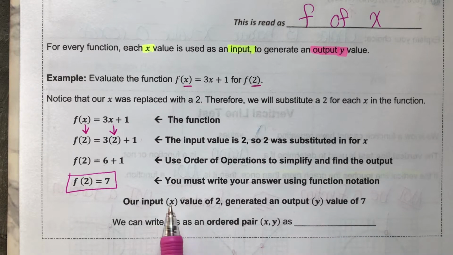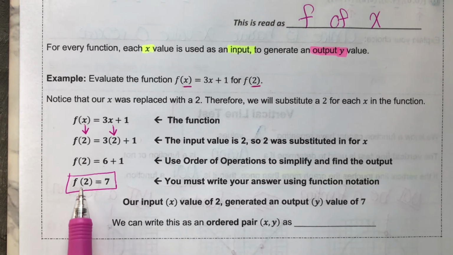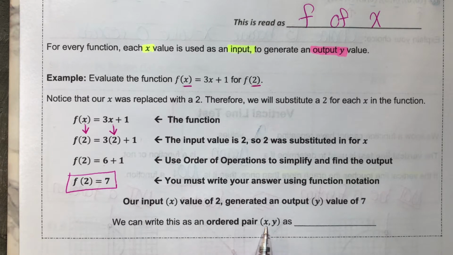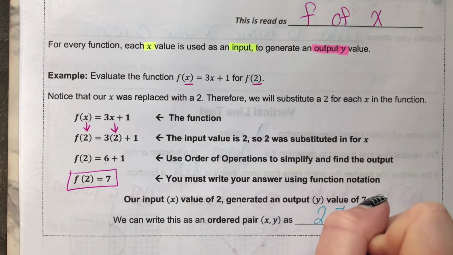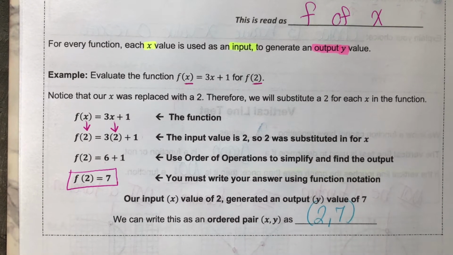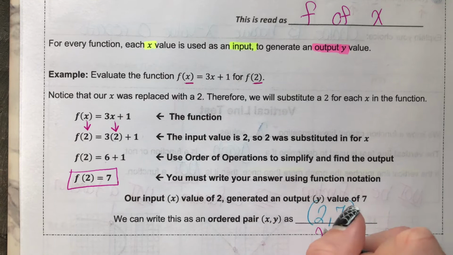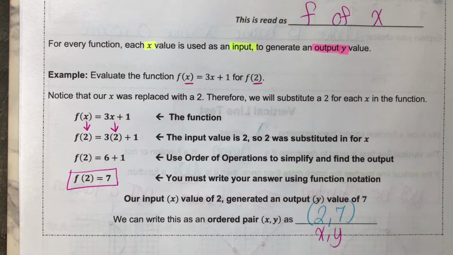So since I know x and y are a coordinate point, I can write that answer, f of 2 equals 7, as a coordinate point of x, y. I'm going to say that this would be 2, 7. And I'm going to put it in parentheses like a coordinate point. Again, this would be x, y.